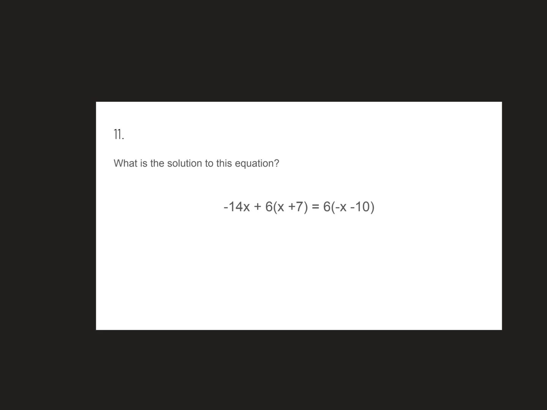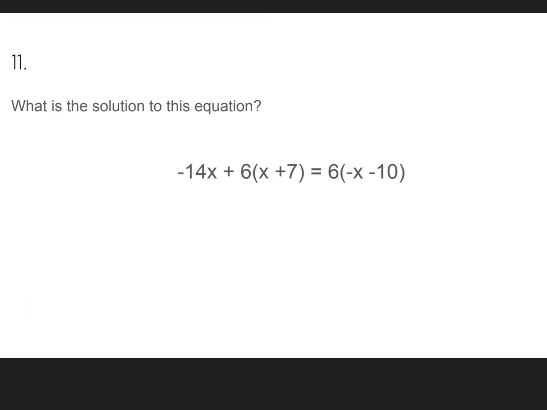All right, what is the solution to this equation? We are solving for x. Notice there's just x's. We've got to get rid of parentheses, combine some like terms, move some things around. All right, so let's get rid of parentheses first so we can make a plan. Again, we want to look at the number that's directly in front of the parentheses. That's what we're going to distribute. So negative 14x, we're not doing anything right here. So 6 times x, 6x, 6 times 7, 42.